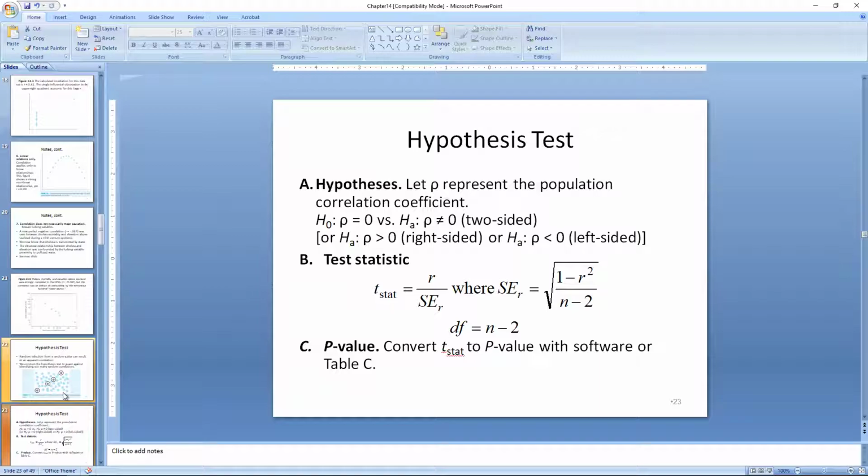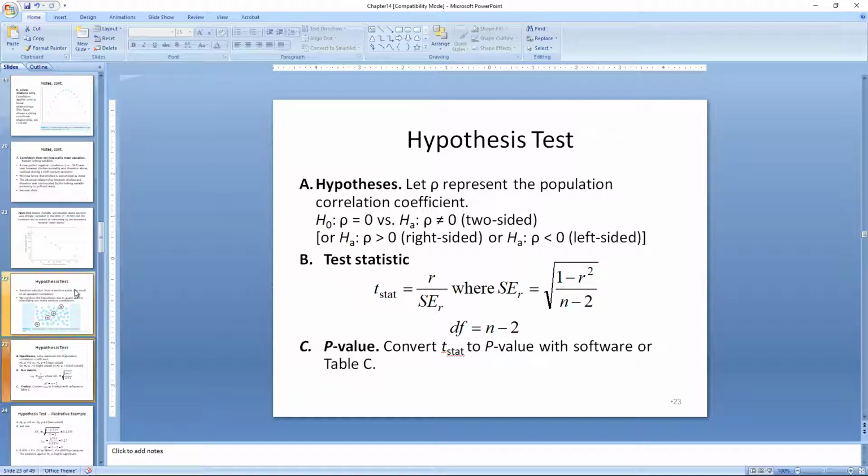So our test statistic, our t-stat, is going to equal r over the standard error of r, where the standard error of r is the square root of 1 minus r squared divided by n minus 2. And then degrees of freedom is going to be equal to n minus 2. Once we have our t-stat, we're going to convert the t-stat to a p-value with software or table C. Remember, table C is just going to give us the critical value, which we determine based on the data set in front of us. And if we have a t-stat above that value, we find significance. If it's at that value or less, we are not going to find significance.